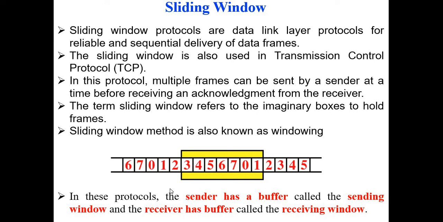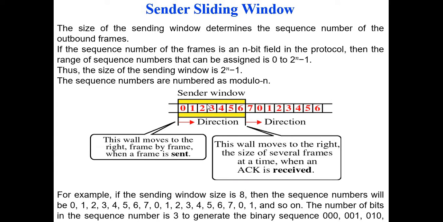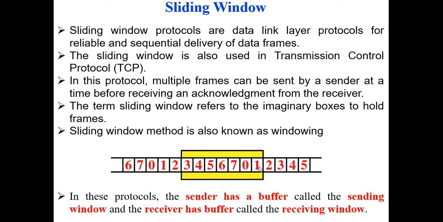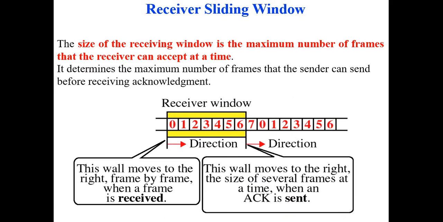So how does a sliding window look? It is like this. The frames are numbered, in this example 0 to 7, and the window size is 7. The window will shift towards the right side. We have a sender buffer and a receiver buffer on the receiver side. The receiver also has a sliding window like this. The receiver window slides towards the right after sending an acknowledgement. The sender side sliding window slides towards the right after getting an acknowledgement from the receiver.